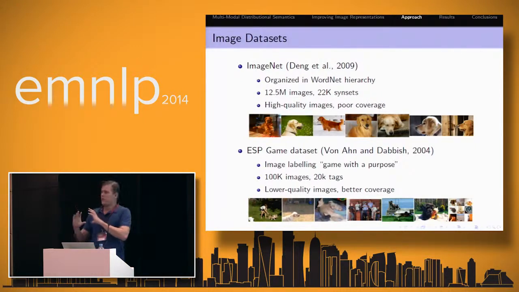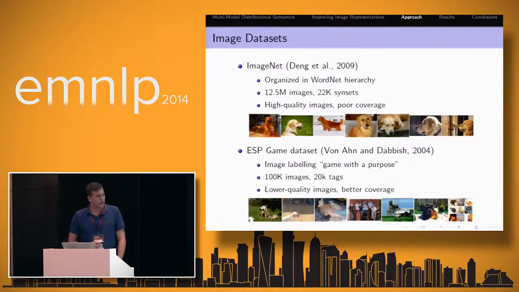They're always centered and they're very high quality images, which is a nice property to have, but it has very poor coverage, and that's because it's very specific. It has things like golden retriever, but for standard things, it doesn't really have very good coverage. And these are the types of things that you would see in semantic relatedness or similarity data sets.